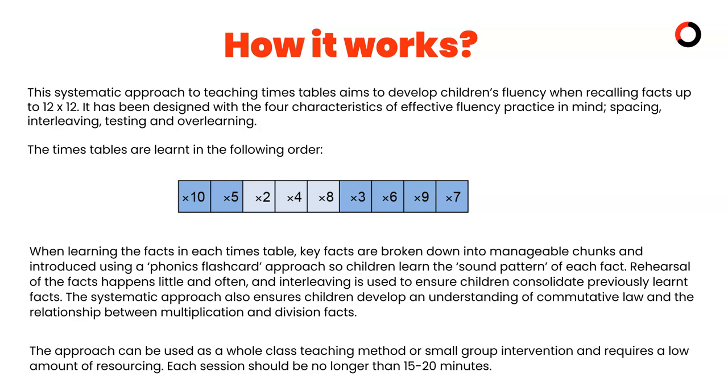How it works. The systematic approach to teaching times tables aims to develop children's fluency when recalling facts up to 12 times 12. It is designed with the 4 characteristics of effective fluency practice in mind: spacing, interleaving, testing, and overlearning. The times tables are learnt in the following order, which is the 10, 5, 2, 4, 8, 3, 6, 9, 7. Then you do your 11s and your 12s.